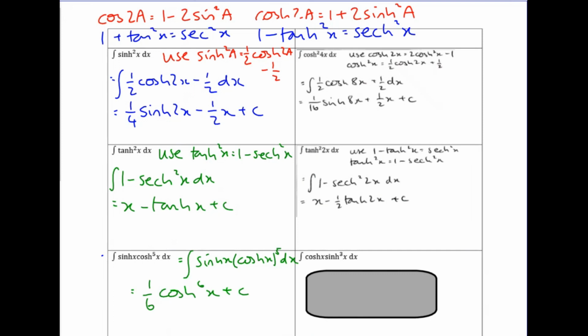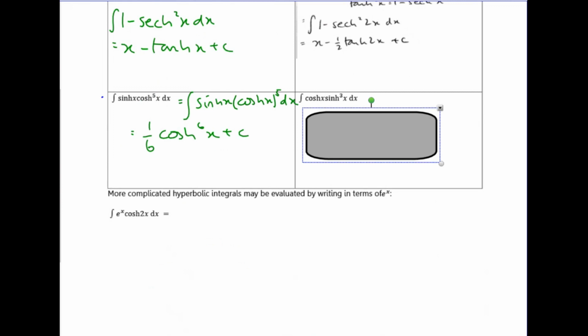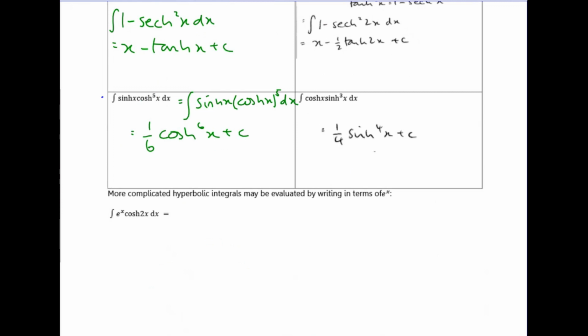Tan squared 2x, same thing, so use the same identity to turn it into sec squared, so you get 1 minus sec squared 2x. That integrates to x minus a half tan 2x plus c. Finally, this one you can use the substitution u equals sin x if you want, or you can recognize that the cos x came out because of the chain rule, so you can ignore it and just add 1 to the power and divide by the new power on your sin, and you get a quarter sin^4 x plus c.